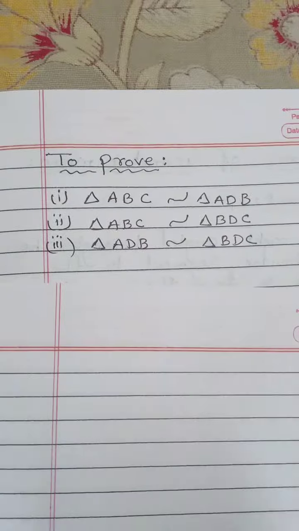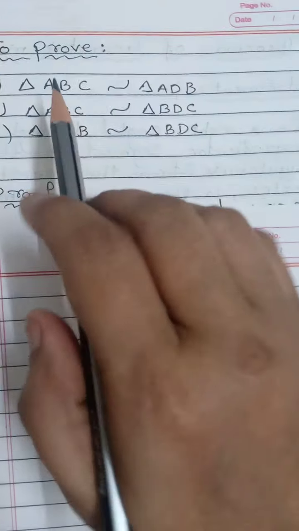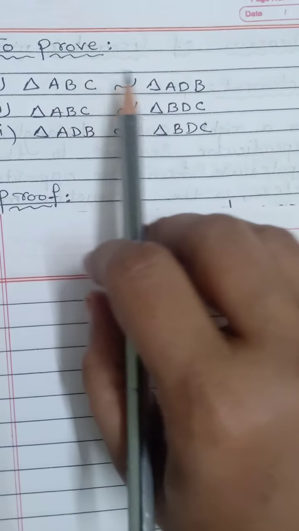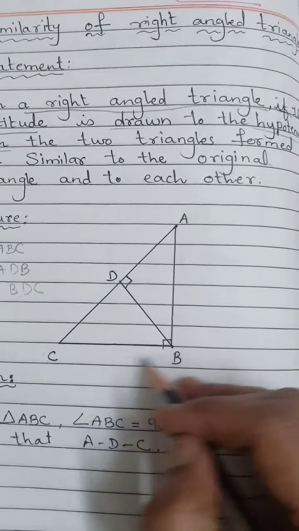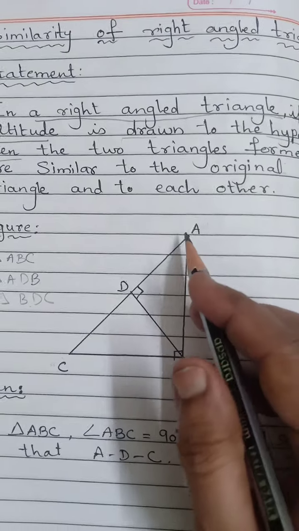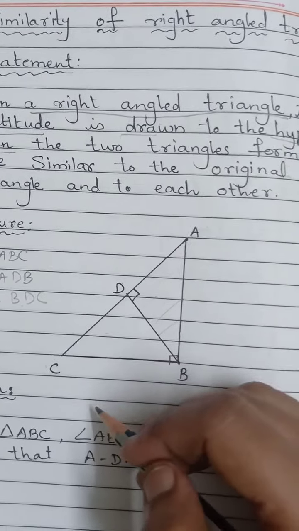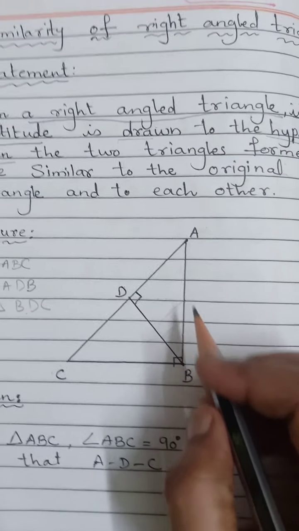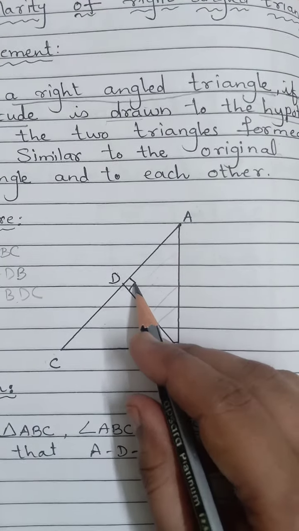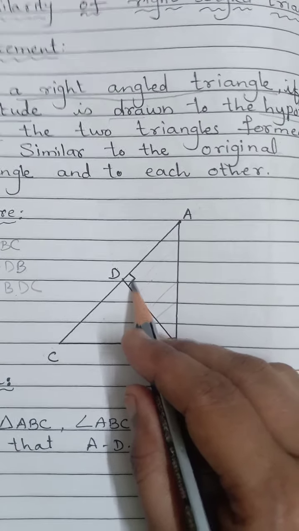So now we'll start our proof. We'll try to prove the first one: triangle ABC is similar to triangle ADB. ABC is the big triangle. Then ADB is this small triangle. If you observe carefully, here angle B is 90 degrees and here angle D is 90 degrees. So we can say that angle B will be congruent to angle D. Each angle is 90 degrees.